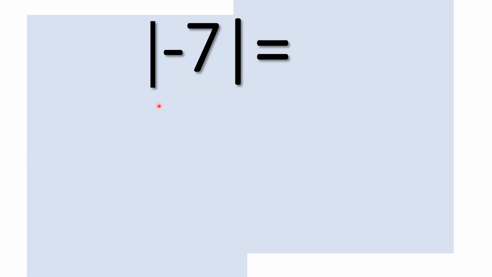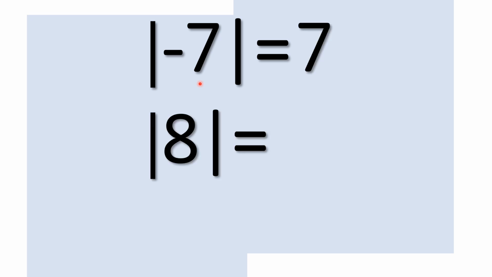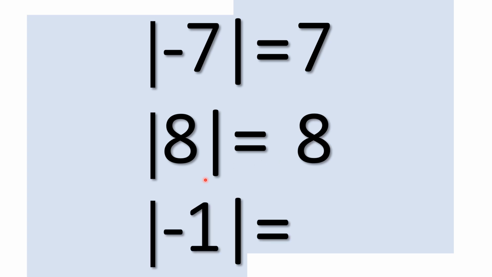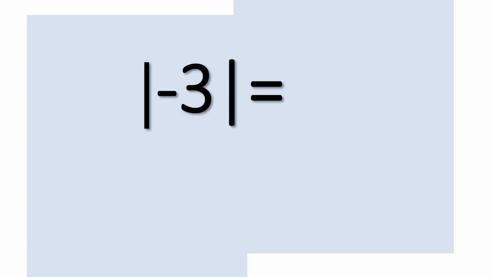The absolute value of -7, 7. The absolute value of 8, it stays 8. The absolute value of -1 is 1. It is one number away from 0. You cannot put negative as a distance. The answer is 1. The absolute value of -3 is 3.